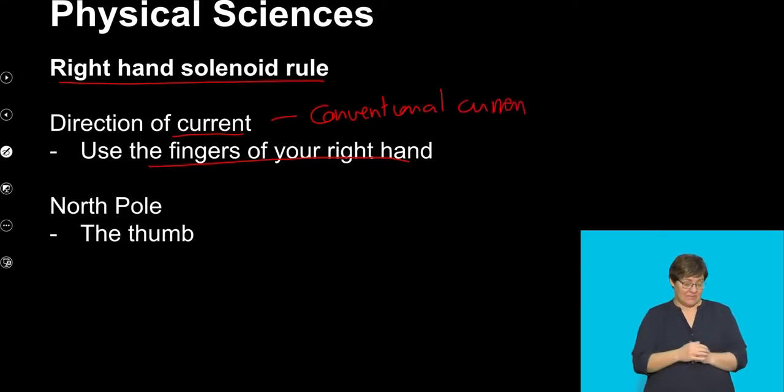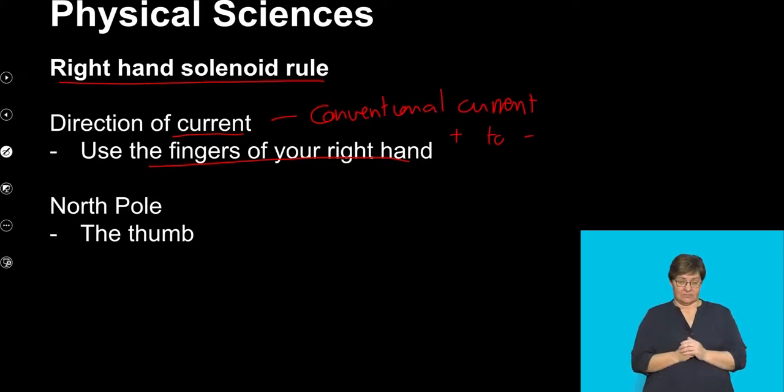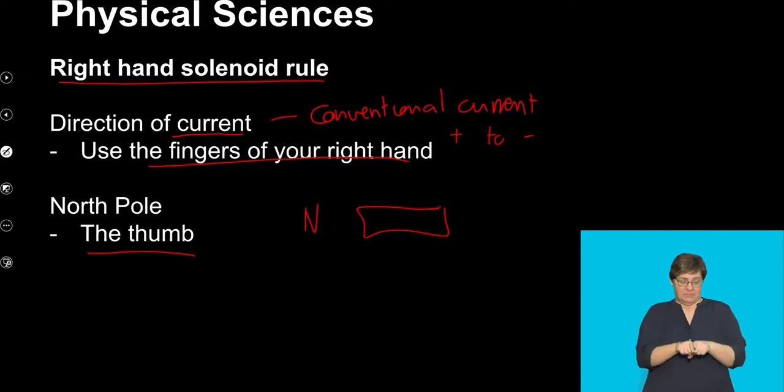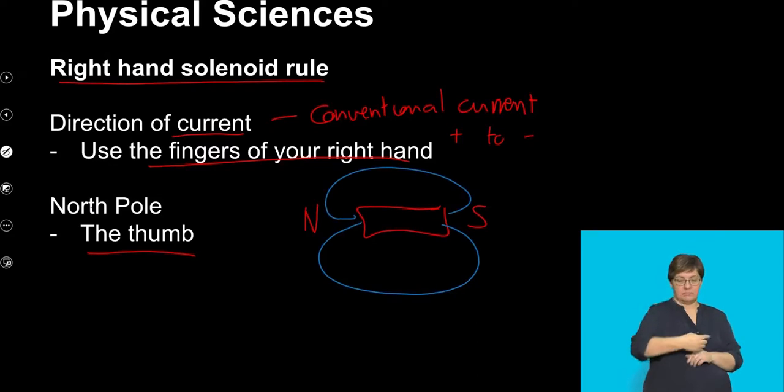Conventional current means it's from the positive to the negative terminal of the battery. The thumb points in the direction of the North Pole. And the North Pole is like the North Pole of a bar magnet. What we need to recognize at the North Pole of the bar magnet is that the little compass needle would be repelled at the North Pole. And so the direction of the field lines would be out at the north and coming in at the south.